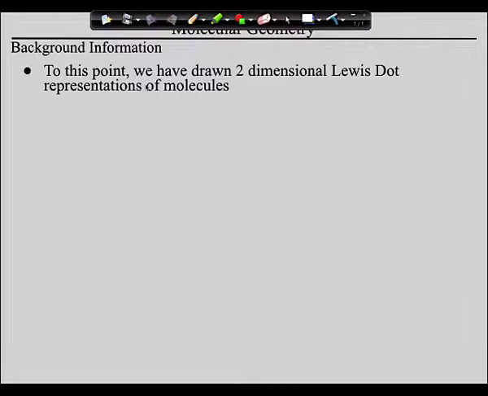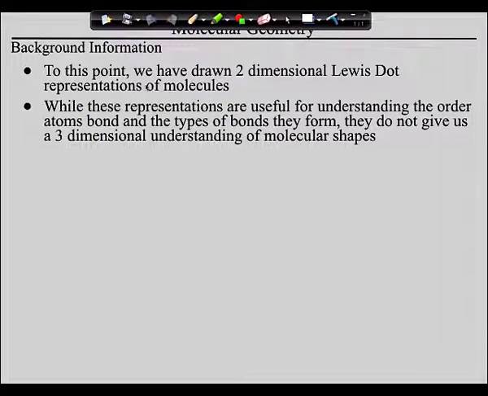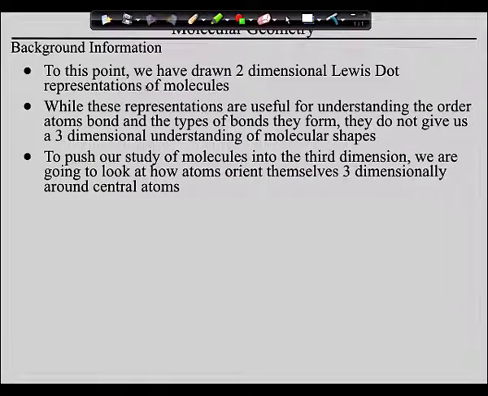So let's transition. Again, you don't need to write this down. This is where we're at right now. We have done Lewis dot structures, but you've noticed that these are 2-dimensional. They are all very, very flat. They don't live in 3 dimensions, and molecules do. So what good are they? Well, these representations tell us a lot of things. They tell us the order that they bond. They tell us the types of bonds that form: single, double, triple. But they don't tell us what these look like 3-dimensionally. So that's what we're going to do today. We are going to push into 3D.